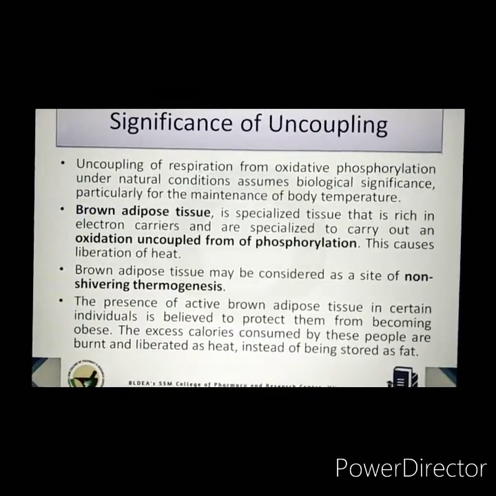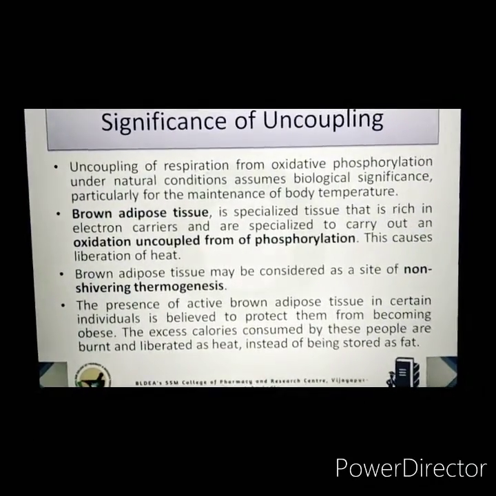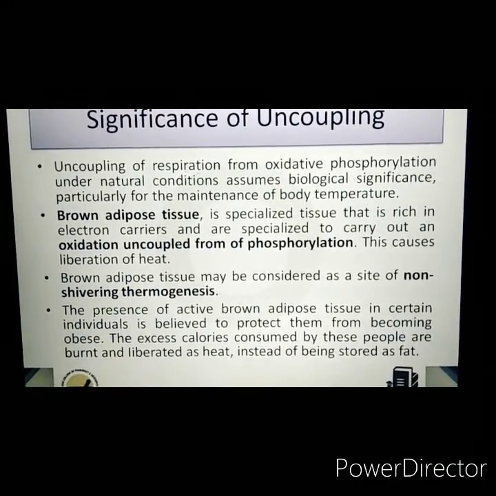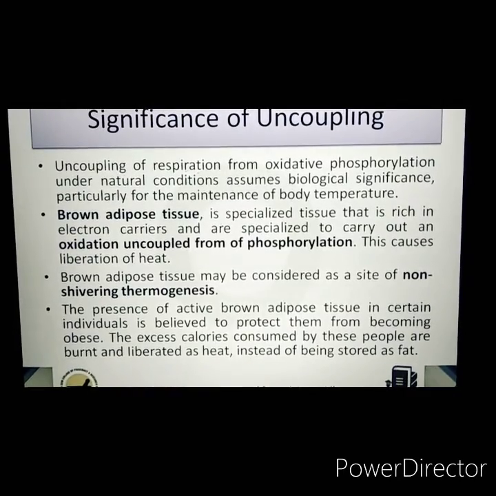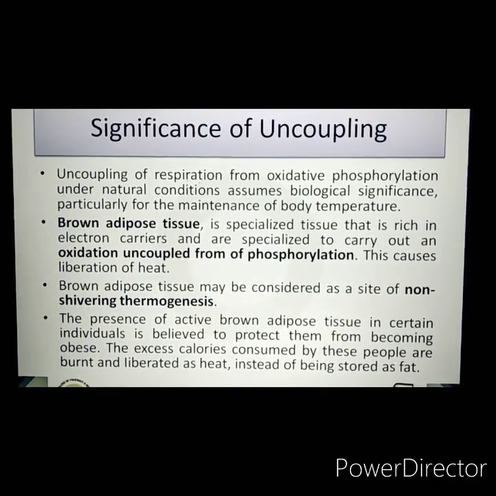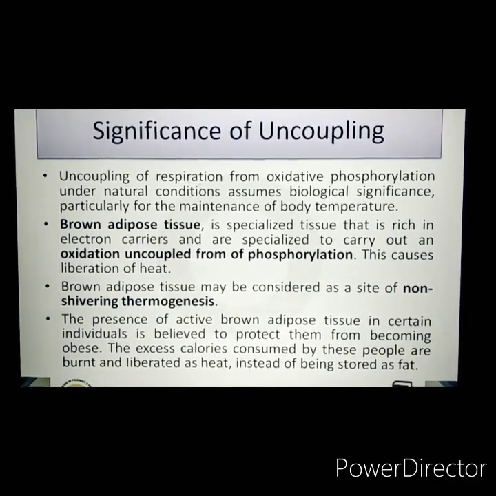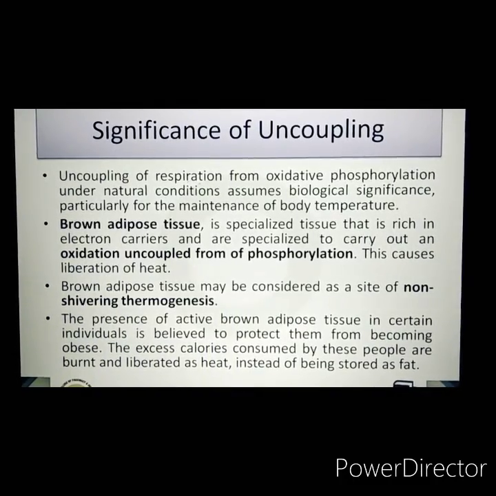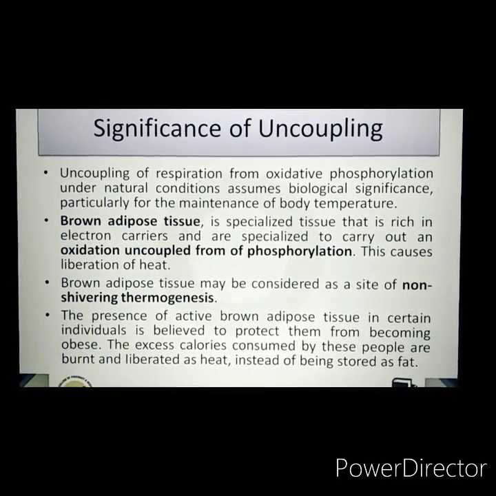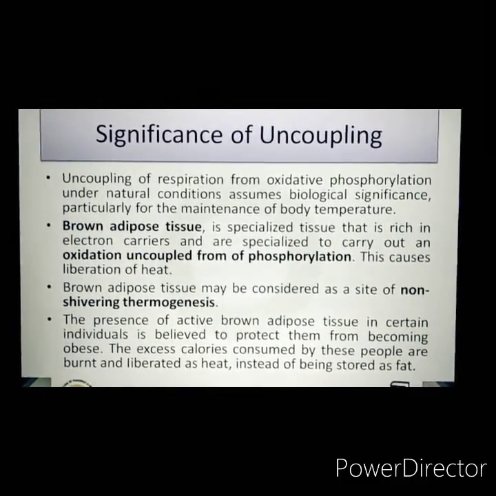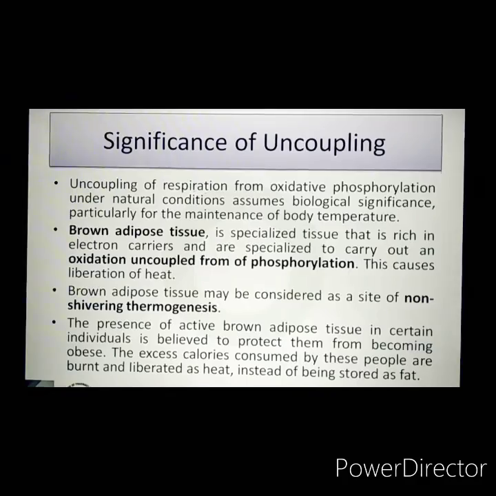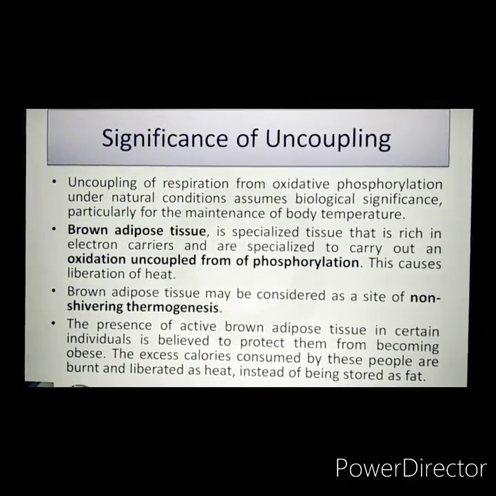So what is the significance of this uncoupling? We already learned that brown adipose tissue is specialized tissue that is rich in electron carriers and specialized to carry out oxidation uncoupled from phosphorylation. The presence of active brown tissue in certain individuals is believed to protect them from becoming obese, because the excess calories they consume are burnt and liberated as heat instead of being stored as fat. So this is the reason why lean people, even after consuming a good amount of diet, don't become obese.